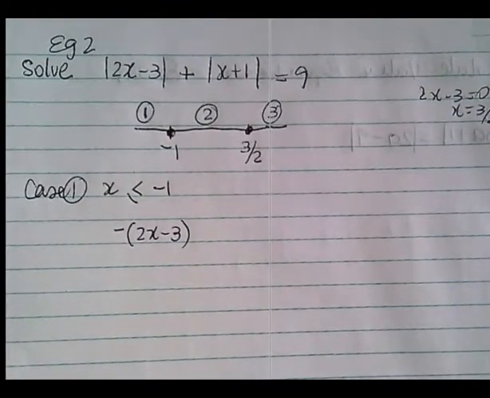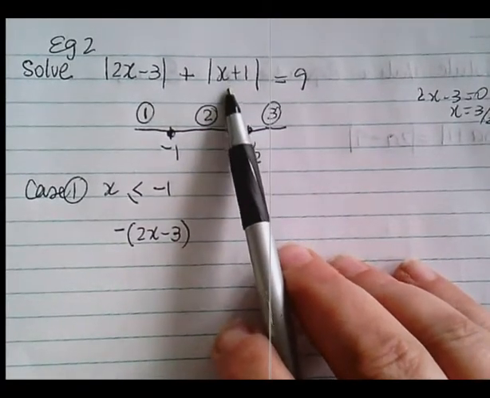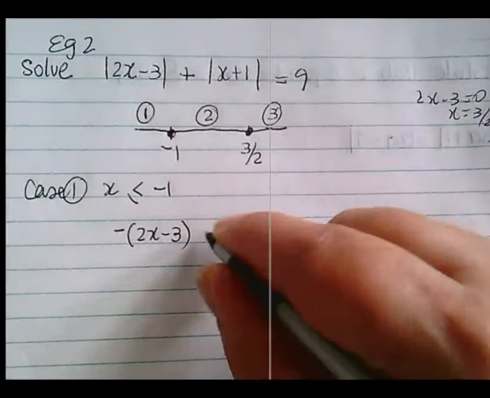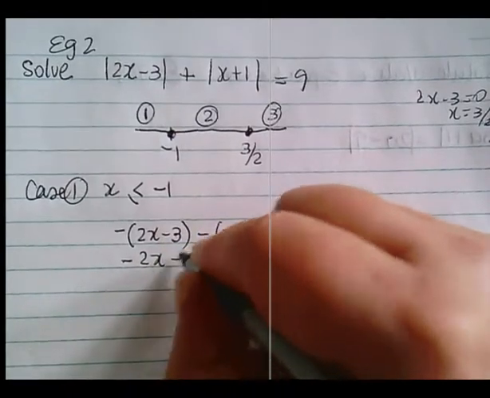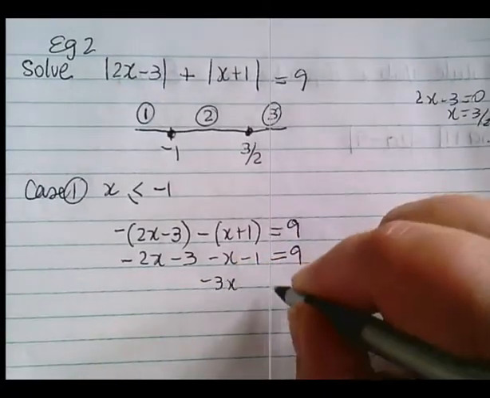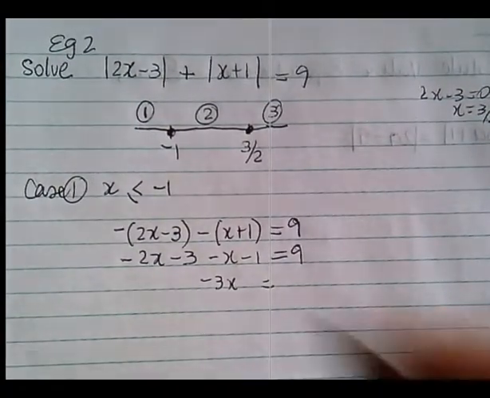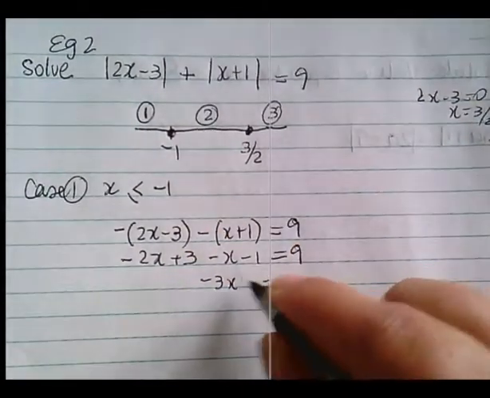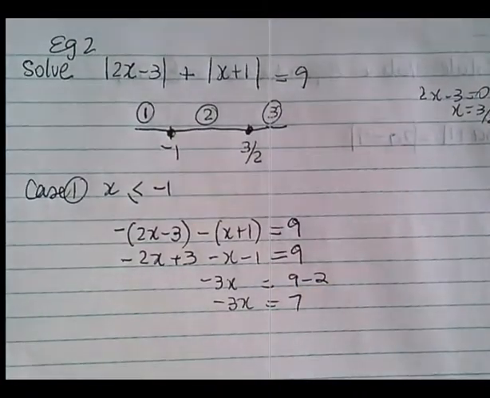So now what we're going to do is rewrite the equation without absolute value signs, but we need to state whether it's going to be positive or negative. If x was negative 2, wouldn't this second one be negative as well? So I go minus x plus 1 equals 9. I now solve this. Minus 2x minus 3, minus x minus 1 equals 9, so I've got minus 3x plus 3 minus 1, plus 2, so over the other side minus 2. So minus 3x equals 7, is that what we're getting?